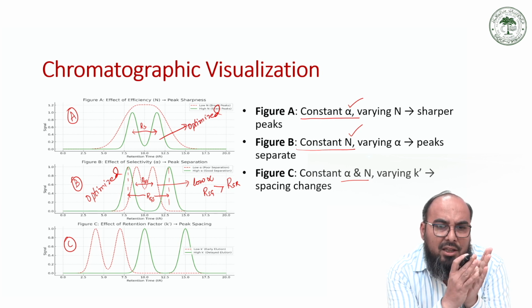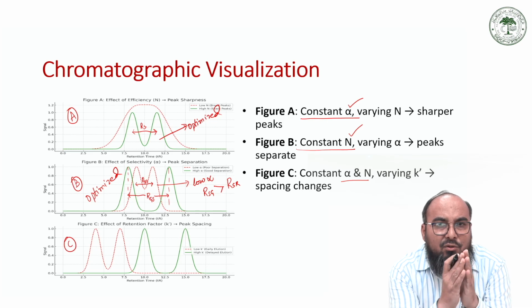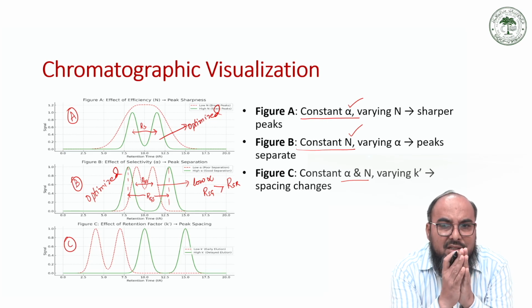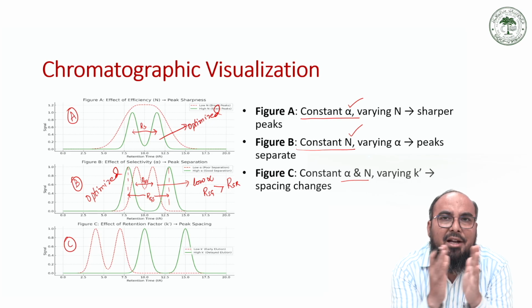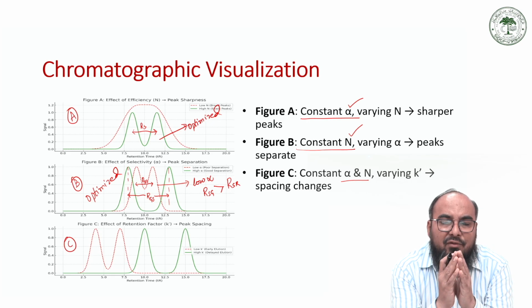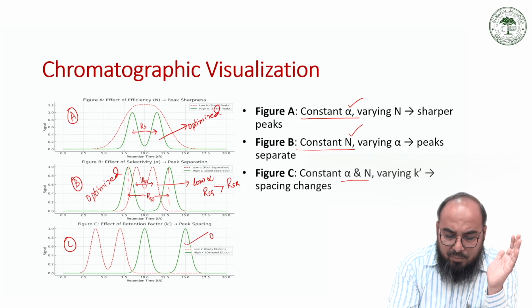Although they were resolved earlier also, they are now shifted. Initially you had an early elution. Now the moment you increase that k dash, you have a delayed elution, and the spacing remains almost the same. The spacing in fact increases a little bit. That is, resolution is more. That is, it is optimized now.